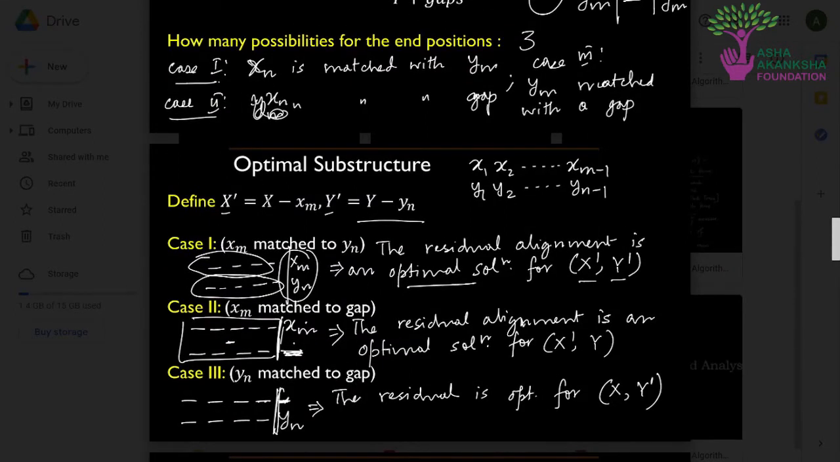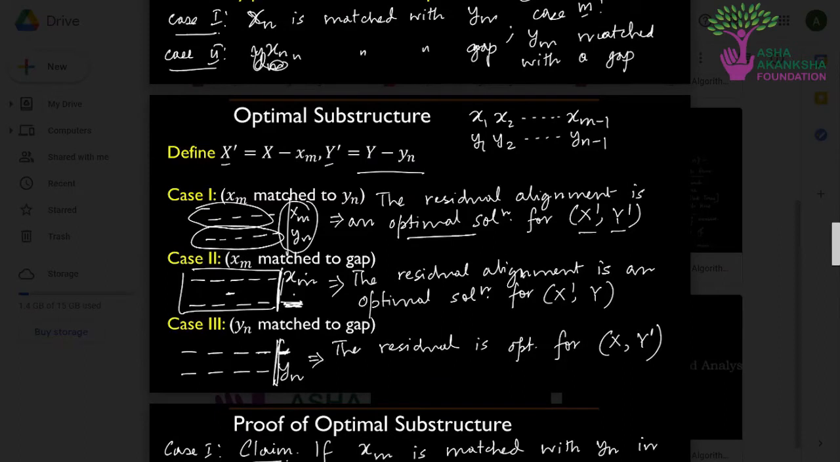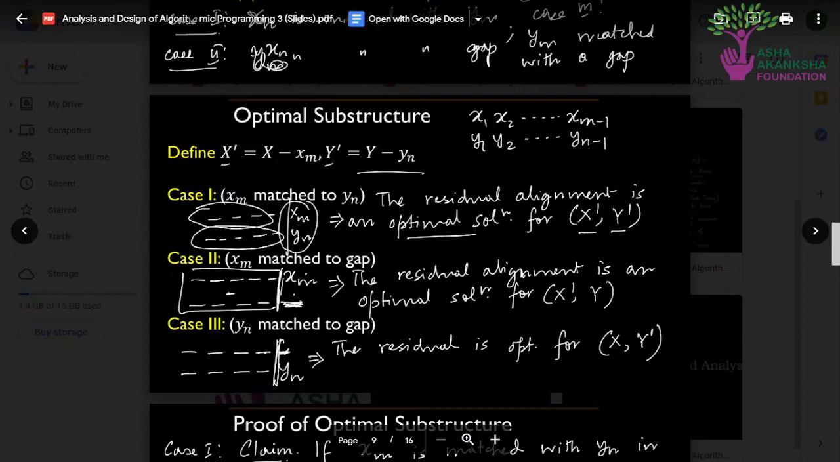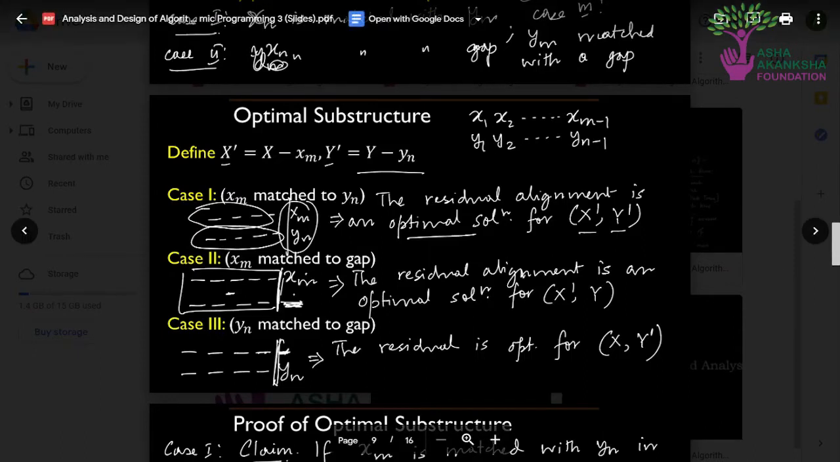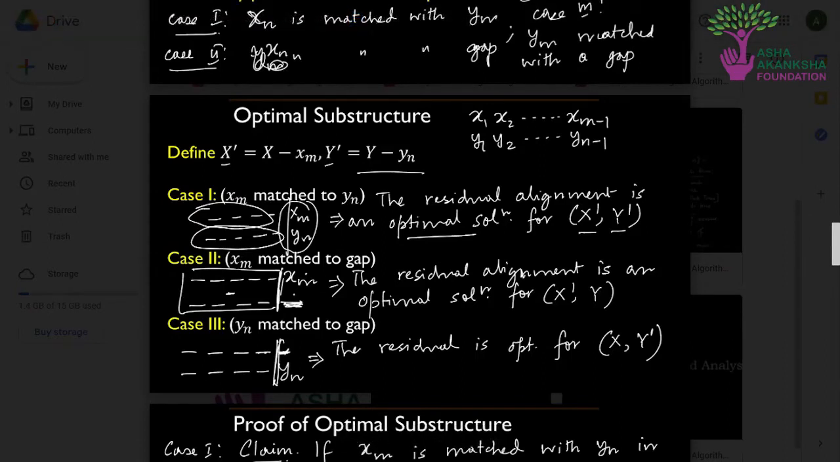Now for these strings, there can be three scenarios. When we are considering the traversal from right to left, where we are always comparing the last characters of both of the strings, we are always ending up with three guesses. That is, xm can either be matched to yn, that is whatever these strings may be. The last character is aligned in whichever index we are.